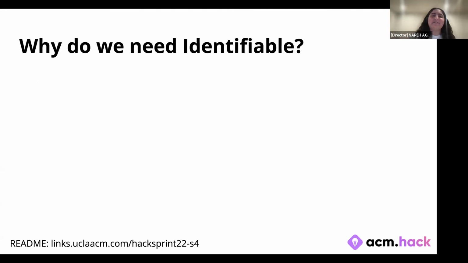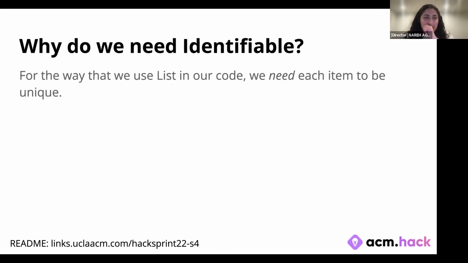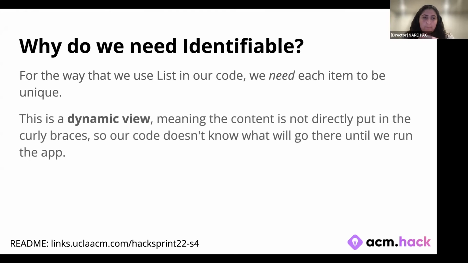But as for the other two, we actually really needed Identifiable in that code. We didn't just add that for funsies, just because it would be a quirky way to introduce protocols. No, that's not it. We actually really needed Identifiable. It's for the way that we use lists in our code: we need each item to be unique. This is something we call a dynamic view, meaning that the content is not directly put in the curly braces. So our code doesn't know what will go there until we run the app. And the way that we see this is because we do chipmunk in, so we're iterating through that array and adding it.